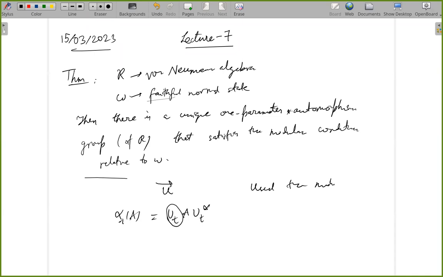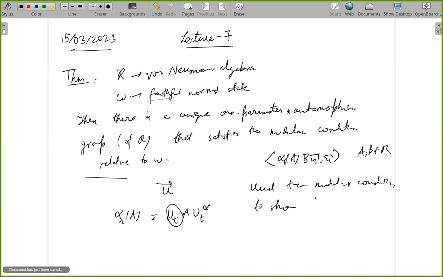So the modular condition would say that omega of alpha T of A B, that is, the inner product of alpha T of A B U with U, for any A, B in R, is actually a continuous function in T. So we use that fact. In fact, it's a continuous and bounded function in T. We use that fact to establish that this UT was in fact a strongly continuous one parameter group of unitaries. We use the modular condition here to show UT is a strongly continuous one parameter group of unitaries.